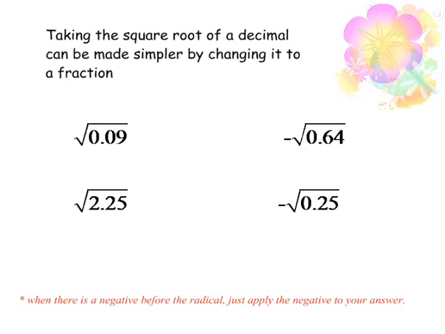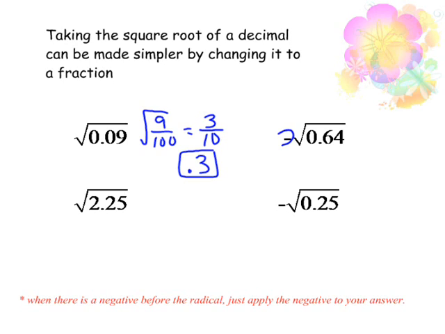The square root of a decimal can be made simpler by changing it to a fraction instead. So we have the square root of 0.09. Read that out loud to make it a fraction. So this is 9 hundredths. So we say the square root of 9 hundredths. That doesn't simplify. We just go ahead and take the square root. The square root of 9 is 3. The square root of 100 is 10. If you want to change that back to a decimal, then you can. It's 3/10, so 0.3.